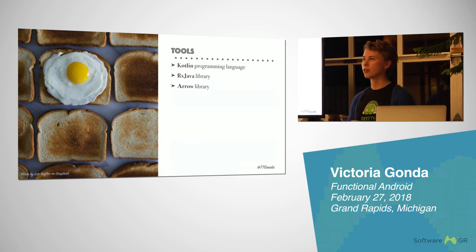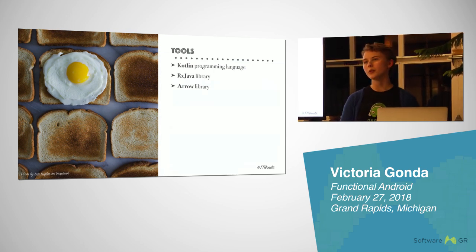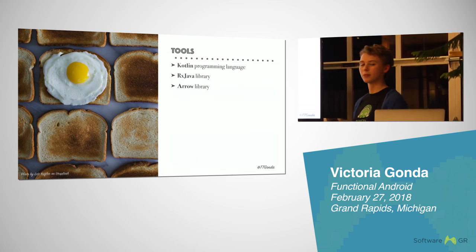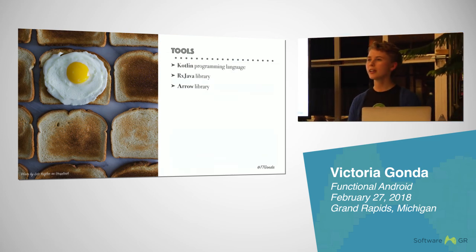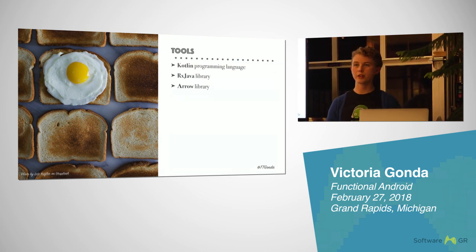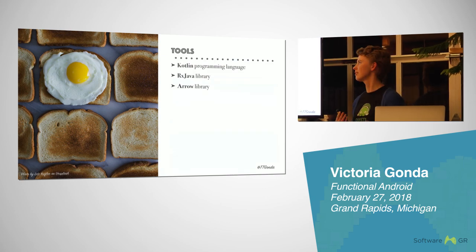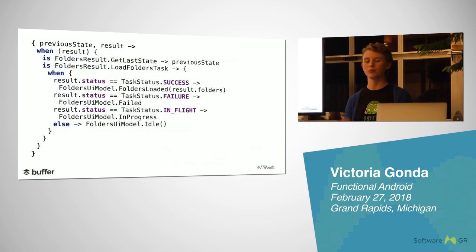And then I've also seen functional programming successful with the model view intent architecture on Android. So let's look at a real-life example from the Buffer code base, because diner food's great, but what use are fun examples if you can't use it in real life?